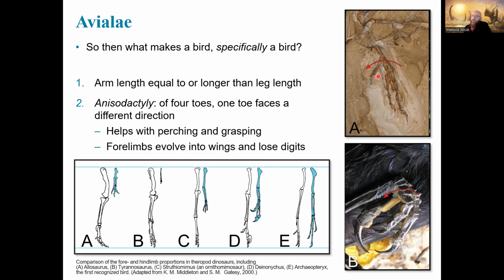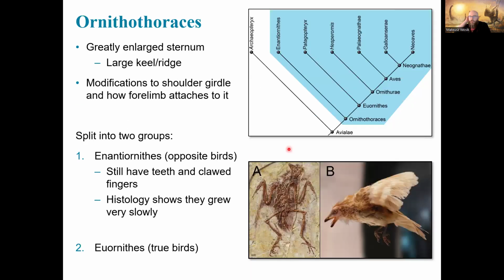So having that capability to grasp onto things, perch stuff, is also going to require you to reduce the capability of your forelimbs into more wings and losing the digits there as well, because now your hind limbs are taking care of that grasping component rather than your arms, right?